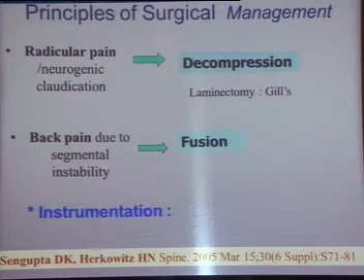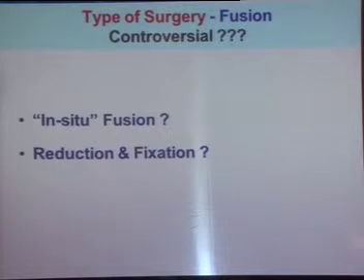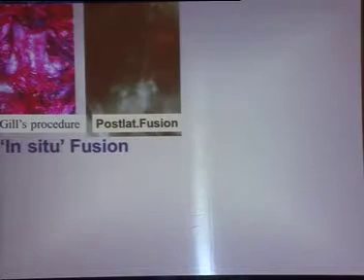Now, if instrumentation is added, it corrects your deformity and it improves the fusion rate as such. Now, the real controversy in treatment of high-grade listhesis is the type of fusion that you give. All of them would need decompression because there's significant leg pain. So you want to do an in situ fusion or reduction and fixation. These are the two issues that you have, and there's a lot of controversy on that.